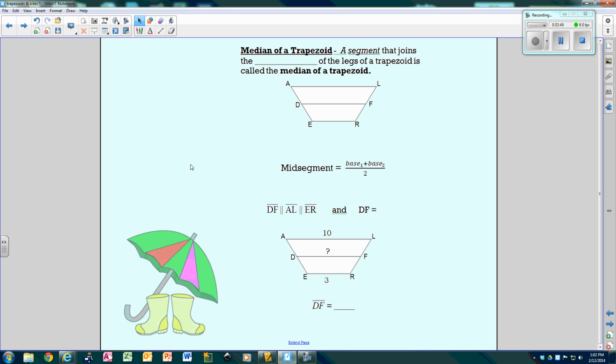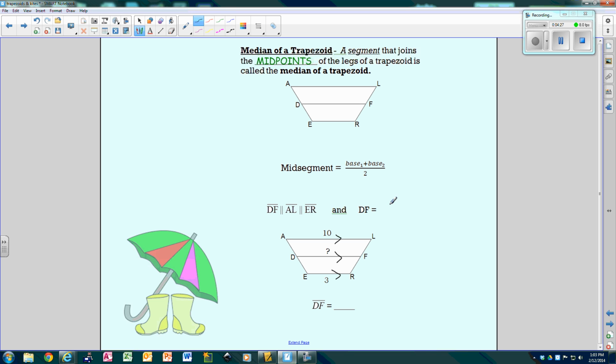So now let's talk about the median of a trapezoid, okay? The median of a trapezoid is the line that's in the middle of your trapezoid that goes through, and what it does is it connects your midpoints, okay? The cool thing about this is the midsegment is equal to, you take your two bases, you add them together, and then you just take half. And then the best part is that they're all parallel to each other. Okay, so they're all parallel. So DF, which is your midsegment, is parallel to both bases AL and ER.